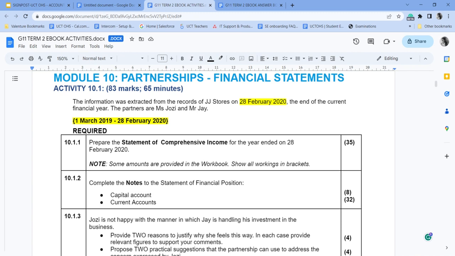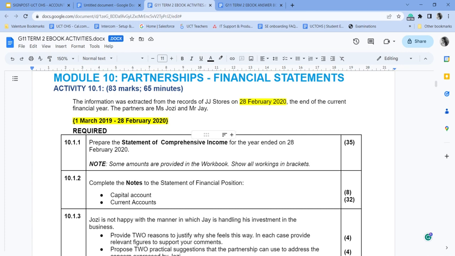In that question paper in front of you, you will just be like, okay, they've given us information here. They're telling us information was extracted from the records of JJ Stores on 28 February 2020. So this is the end of the year, which means that if the year is ending on the 28th of February 2020, then it would have begun the previous year on the 1st of March 2019. You write this down on top of your question paper as well as at the top of your answer book, so that whatever transactions you're dealing with, you constantly refer back to the financial period that you have been given.